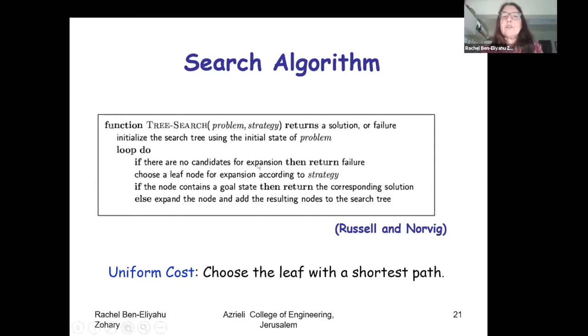If there are no candidates for expansion, we return failure. Otherwise, we choose a leaf for expansion according to the strategy that we have. We might have several leaves, so we choose one according to the strategy. If the one that we chose is a goal state, we stop. If not, we compute the children of this state and we add them to the tree. The strategy that I'm going to use here is the uniform cost, which is inspired by Dijkstra's algorithm, which says take the node that has the minimum cost of the path from the root.